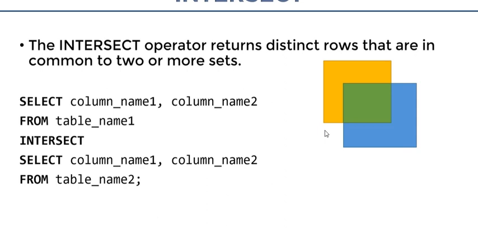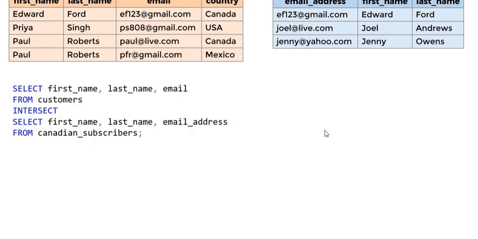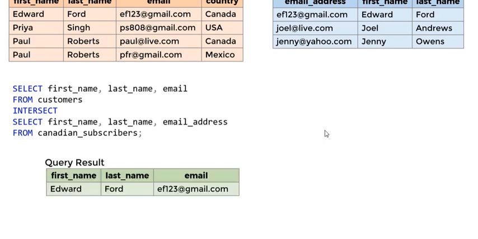See, a corresponding column in each statement must have data types that are the same or compatible with each other. Let's look at an example. See, the customer table and subscriber table are there. Here on the left we have the table of customers and on the right the Canadian subscriber table. Let's say we have the following intersect query. In our first statement we select first name, last name, email ID from customers, and in the second select statement we are selecting the corresponding columns from the Canadian subscriber table. This query gives us the following result, so we get the people who are common to both sets as specified.